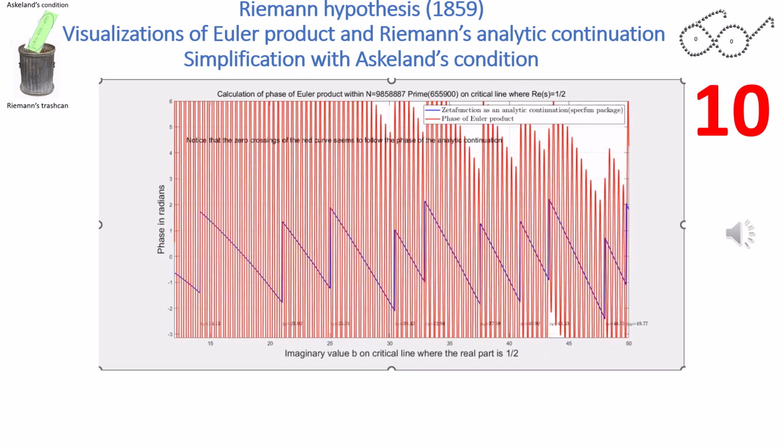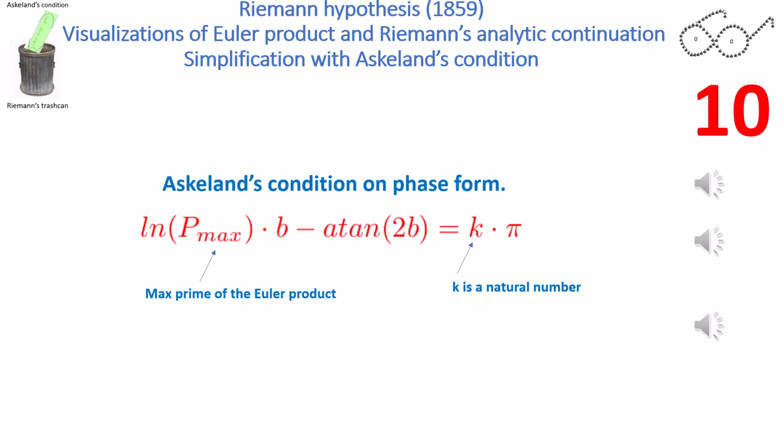Wouldn't it be nice to have a mathematical tool which could find the zero crossings of the oscillation? And that tool seems to be the solution of this equation. I call this equation Askeland's condition on phase form. I have given a proof that Riemann's functional equation can be seen through the multiple solutions of this equation.